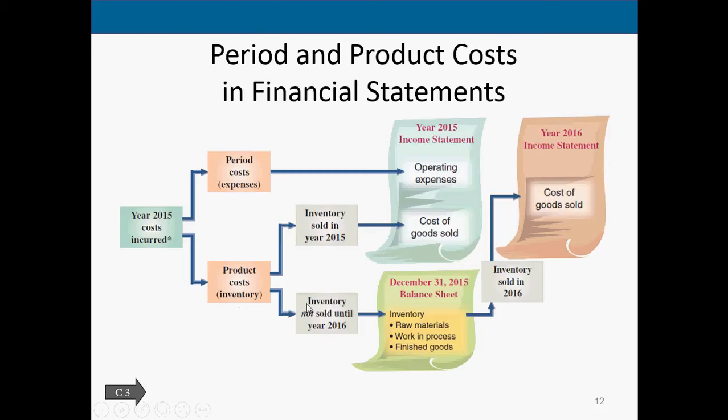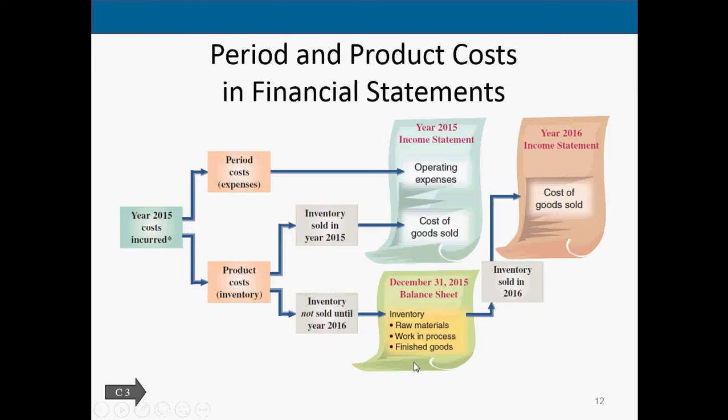And if product cost results in inventory that we sold in the current year, you should already know that it becomes cost of goods sold. We transfer it out of inventory into cost of goods sold. But if we don't sell it until a later year, all of the product costs are going to remain in inventory on the balance sheet until they're sold in a later year, and then convert to cost of goods sold. And what's interesting here is that there are 3 different types of inventory accounts now.